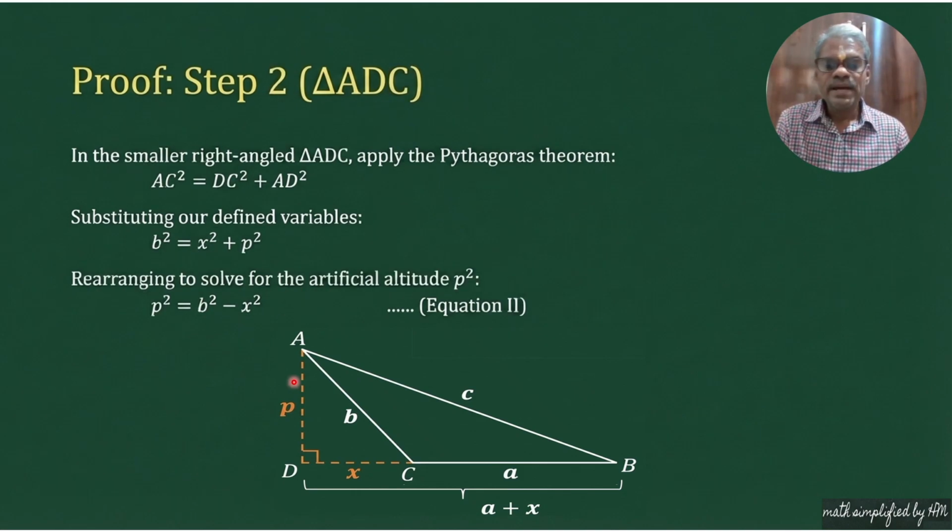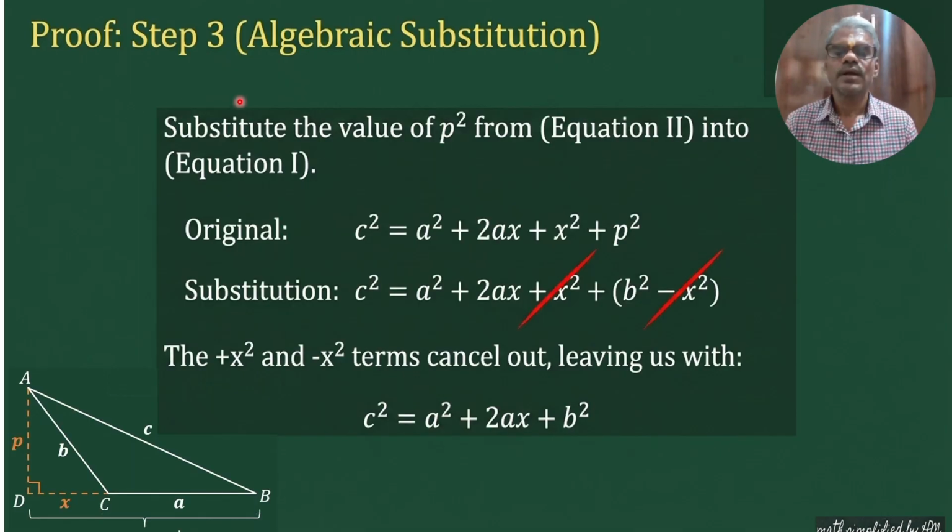Now, in triangle ADC, this is also a right angle triangle. So, by applying the Pythagoras theorem, we get AC square is equal to DC square plus AD square. Substituting our defined variables, we get b square is equal to x square plus p square. Rearranging to solve for the auxiliary altitude p square, we get p square is equal to b square minus x square. Name this as equation 2.